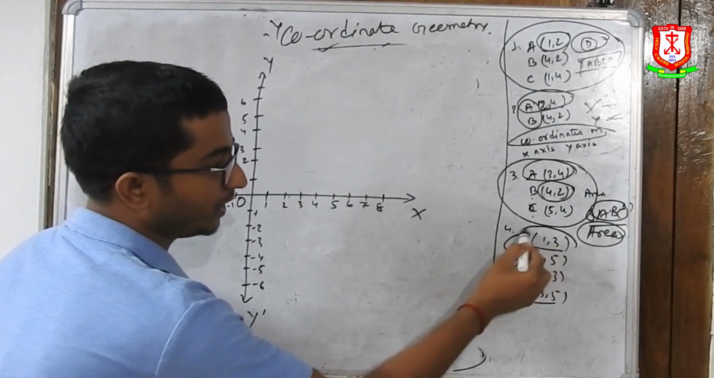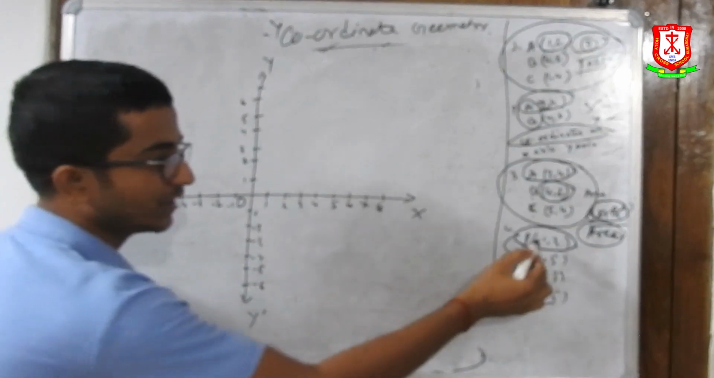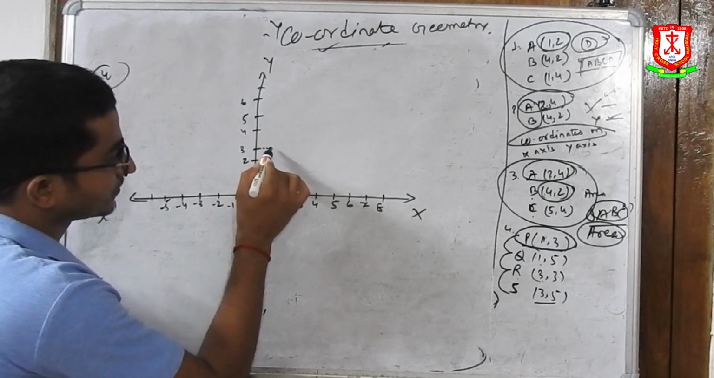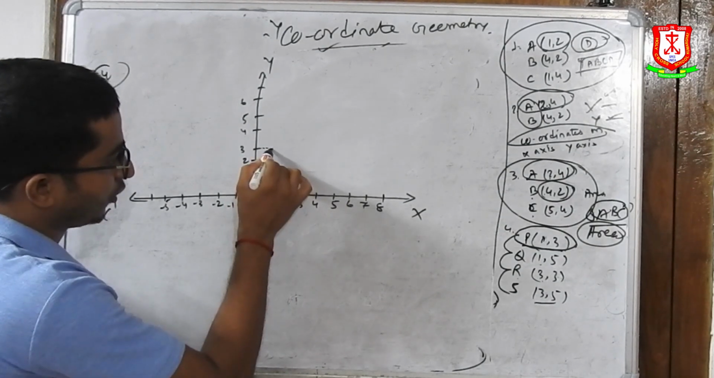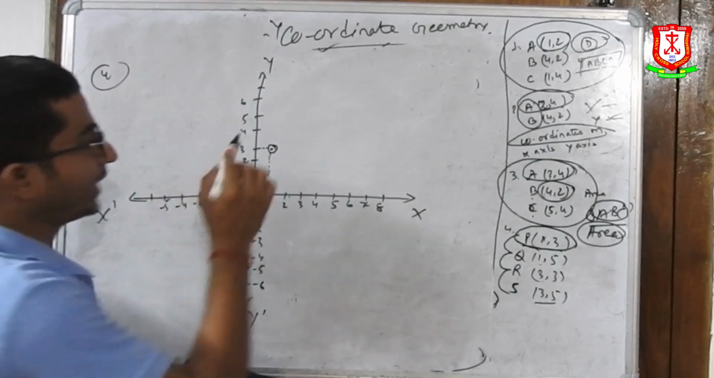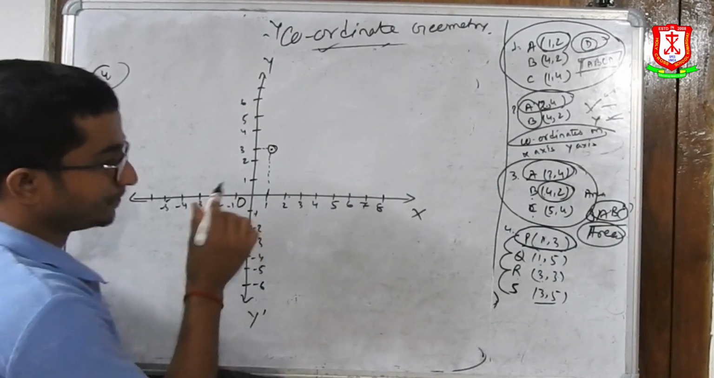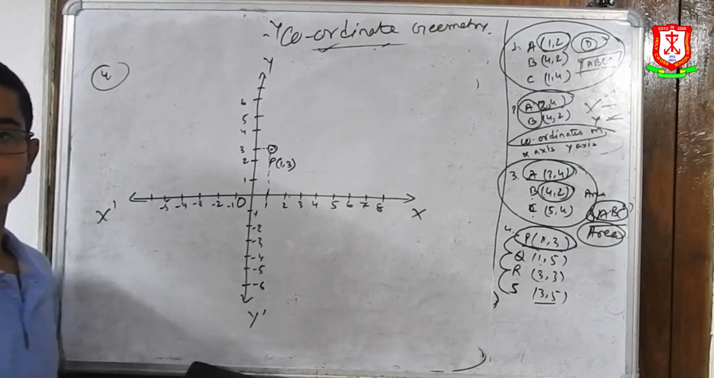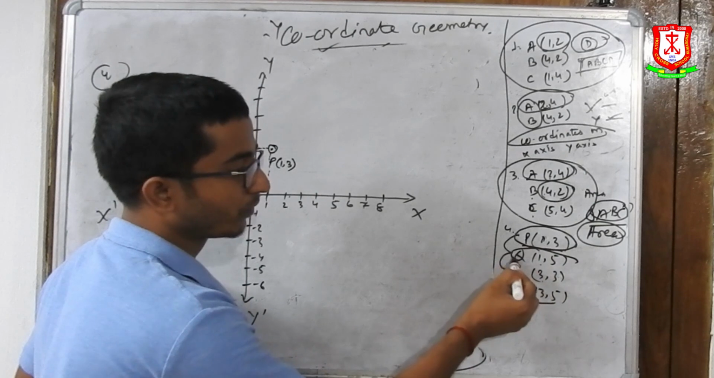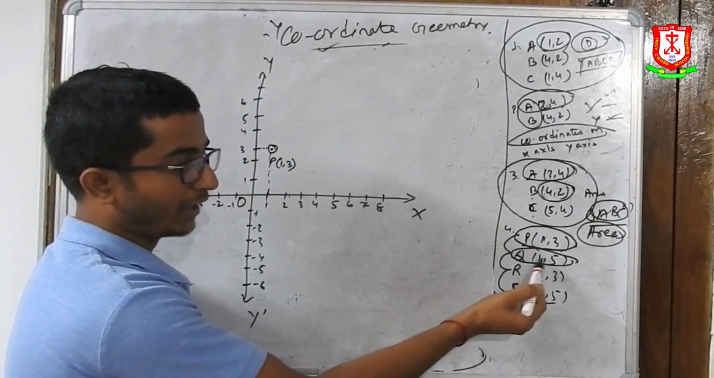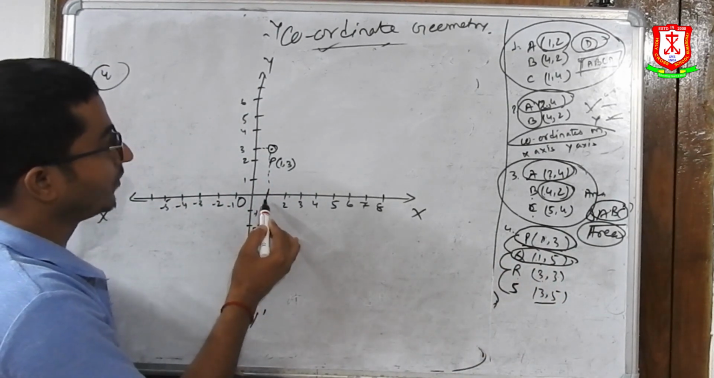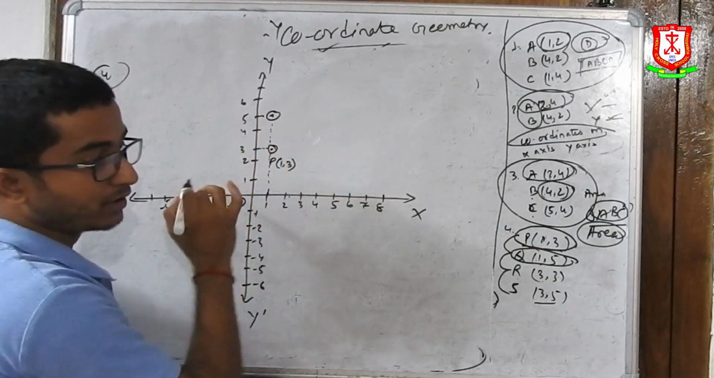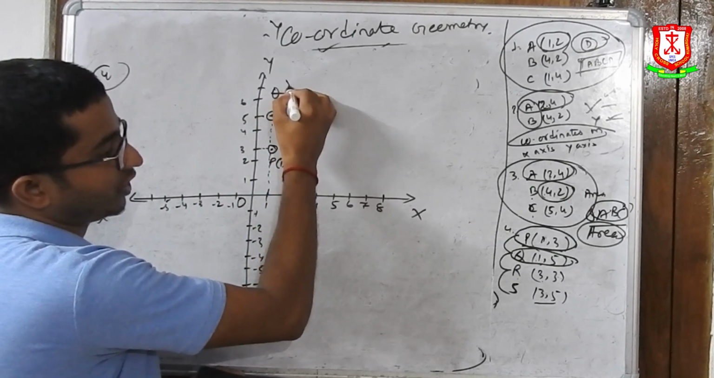If we plot the point P, what is its coordinate? It is given as 1, 3. The value of x is 1 and the value of y is 3. If we plot this on the graph paper, it is point P whose coordinate is 1, 3. Then the second point is Q whose coordinate is 1, 5. The value of x is 1 and the value of y is 5. It will come here. This is point Q whose coordinate is 1, 5.